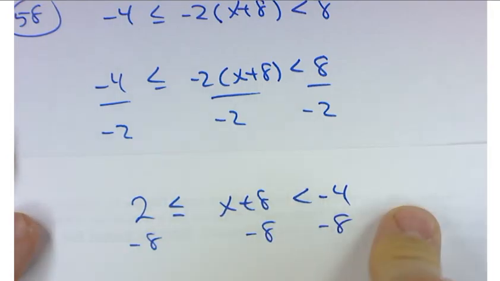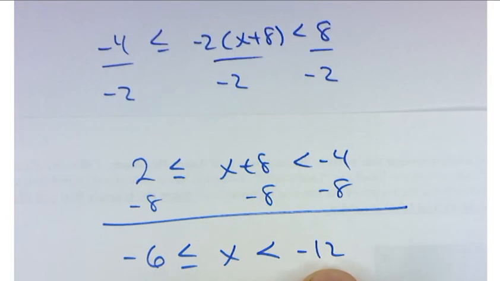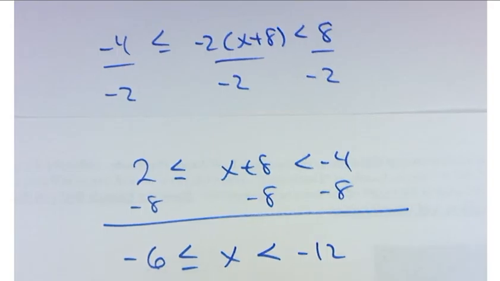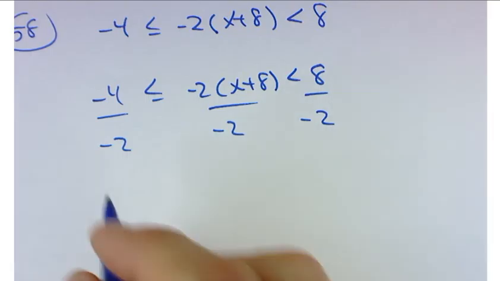Don't copy this because it's wrong. Negative 6 is less than x is less than negative 12. So basically they'd be saying negative 12 is bigger than negative 6. And I hope you know that's not true. So it's just a reminder that when you divide by a negative, you have to reverse the direction of inequality. If you get something that doesn't make sense, look back and fix it, please.